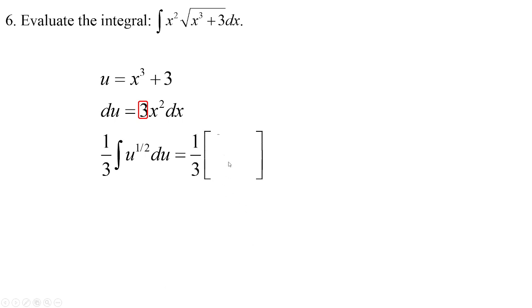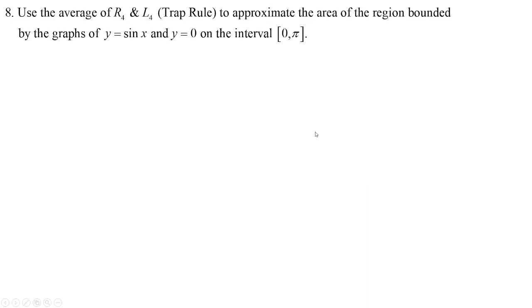That'd be u to the 3/2 over 3/2. So u to the 3/2 over 3/2 would be 2/3 u to the 3/2 plus c. Let's clean that up. So 1/3 of 2/3 would be 2/9. Okay, and then what's my u? X cubed plus 3 to the 3/2 plus c. And there's number 6. All right.